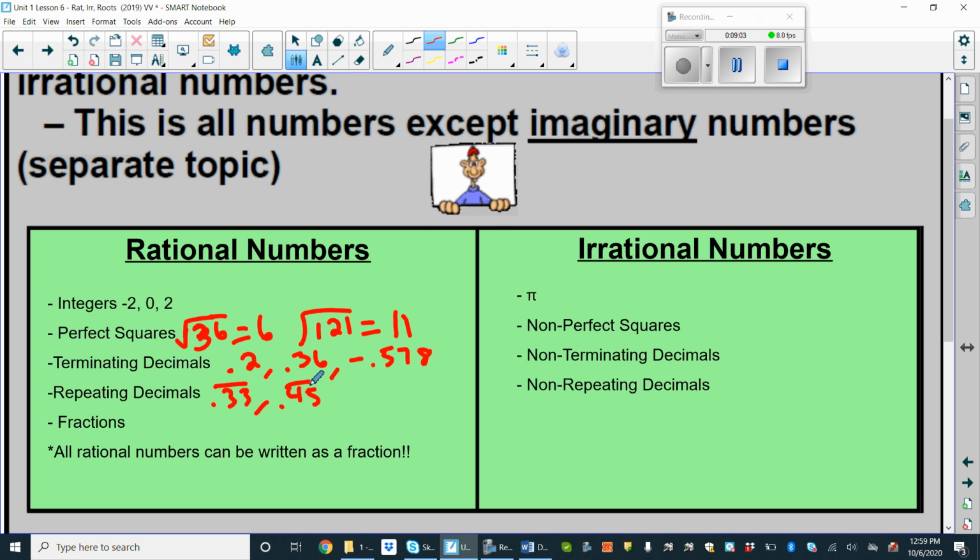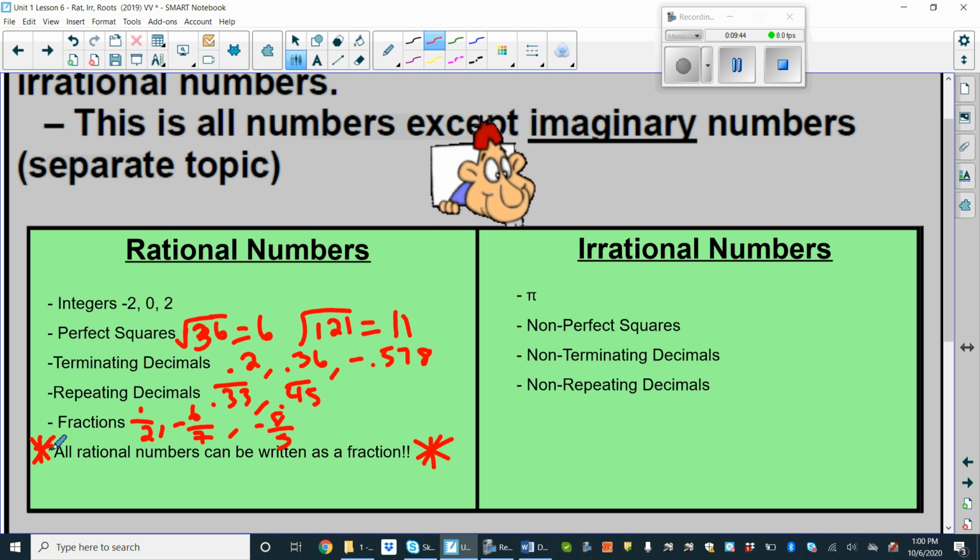And all fractions are rational as well. So we could have 1/2, we could have negative 6/7, negative 8/5. Any fraction is going to be rational. And the biggest hint is the minute you see a fraction, even if you aren't sure of the number it is, you just start saying to yourself, all rational numbers can be written as a fraction. So anytime you see a fraction, it is going to be a rational number.